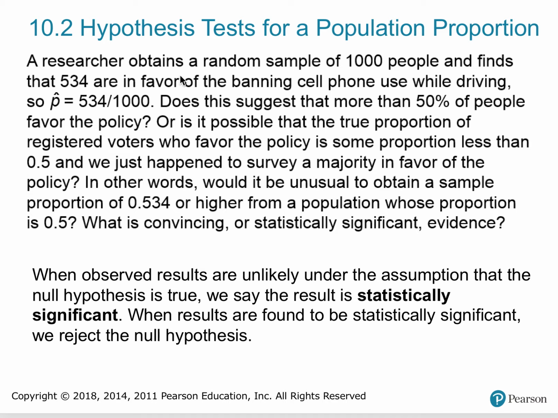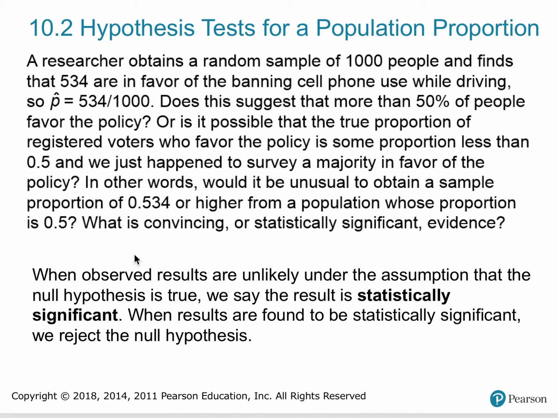Okay, so a researcher obtains a random sample of 1,000 people and finds that 534 are in favor of banning cell phone use while driving. So, P hat is 534 out of 1,000. Does this suggest that more than 50% of people favor the policy? A majority, more than half.